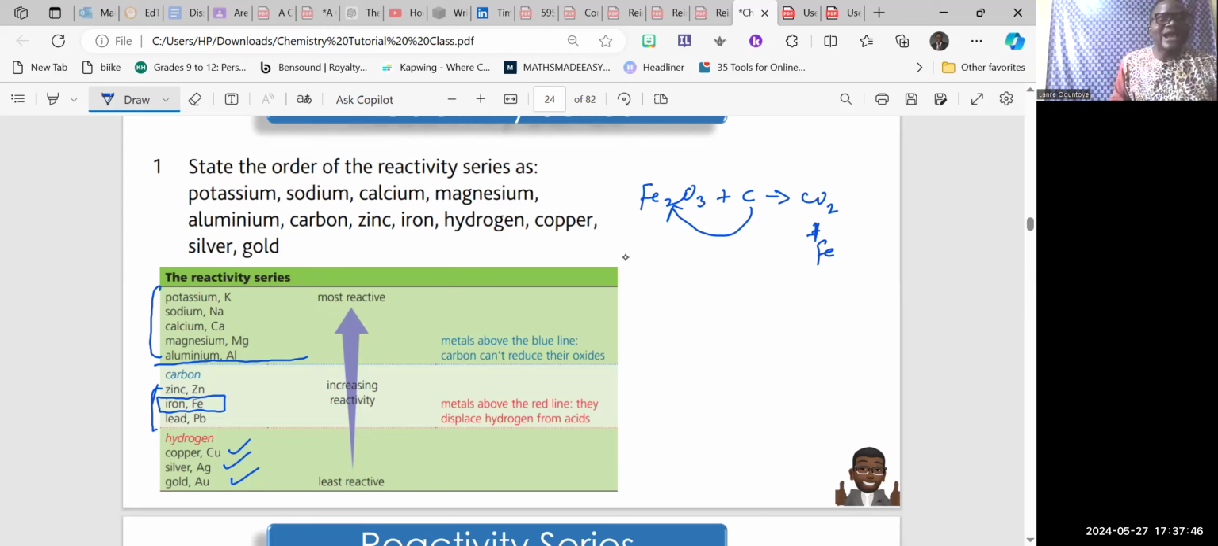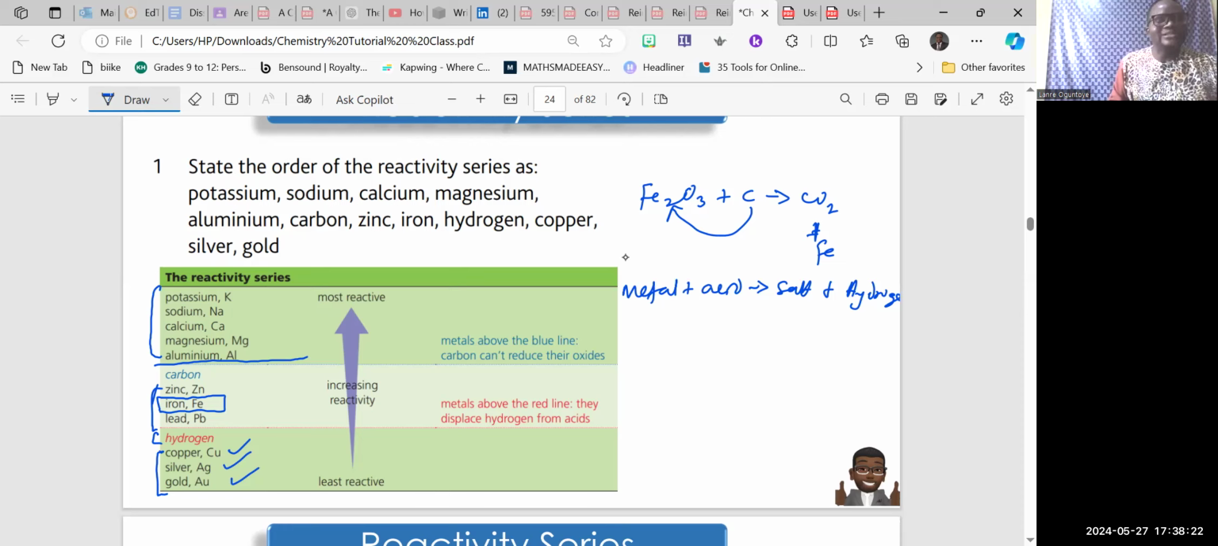Then here we can see hydrogen. Any metal that is lower than hydrogen in the reactivity series will not react with acid, and neither will it react with water. We looked at the reaction of metal with acid the other time, right? We said metal plus acid forms salt plus hydrogen. What does that mean? It means that hydrogen will be displaced. A metal that will displace hydrogen will be a metal that is higher than hydrogen in the reactivity series.